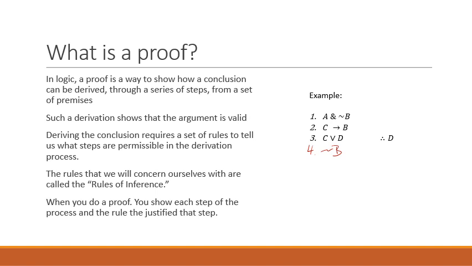So I'm going to tell my audience what I did. I used the simplification rule on line 1. Typically you say what line you used and then what rule you used. And this is called the justification.